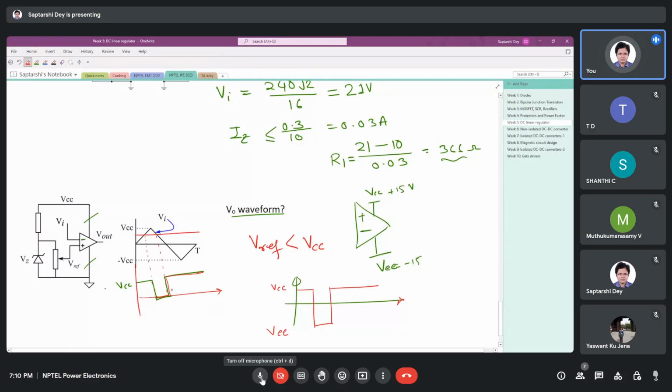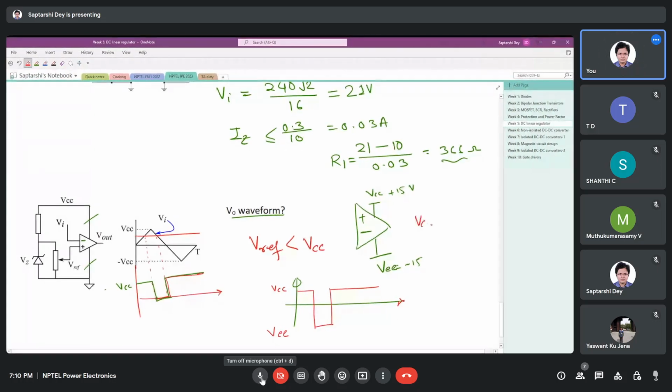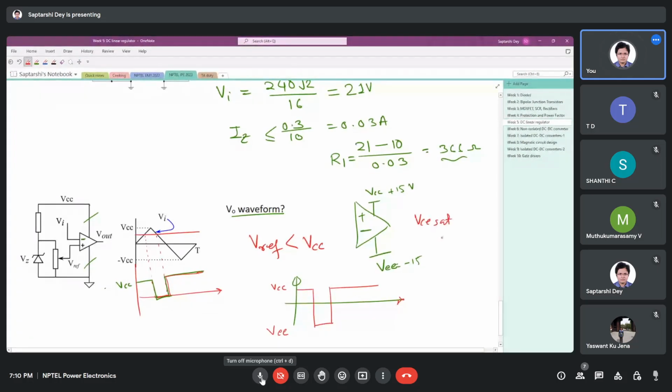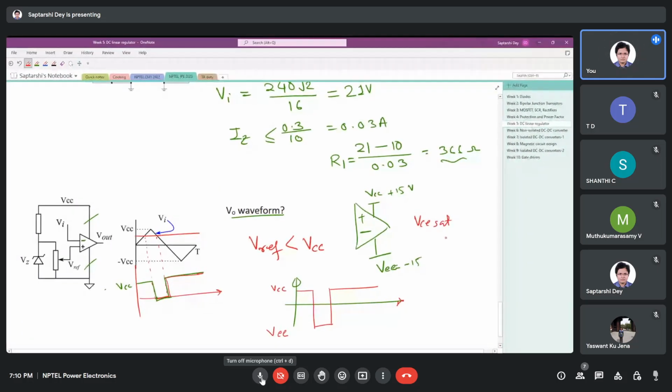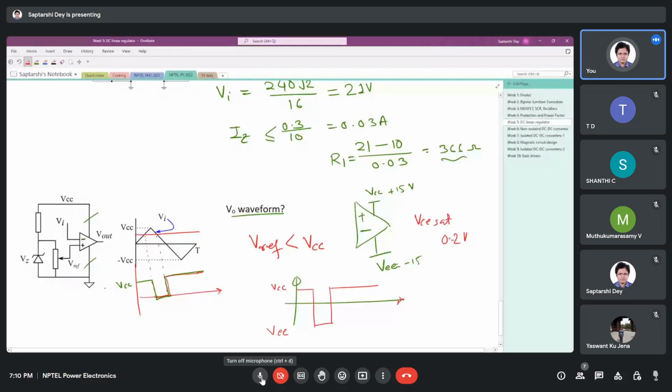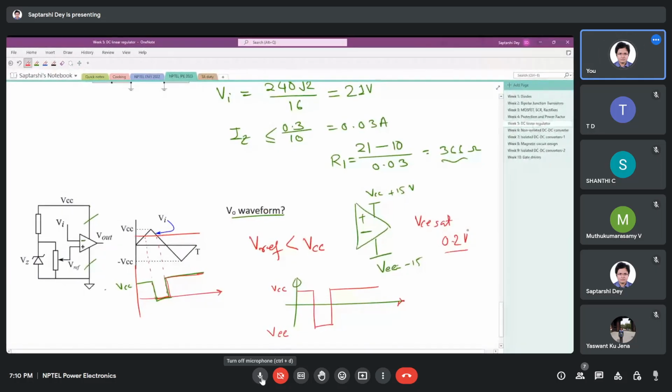Generally the output is a bit less than VCC, because the output transistors of the op amp are at saturation, so they have a VCE(sat), maybe 0.2 volt, that will come in series, so that much less you will get.